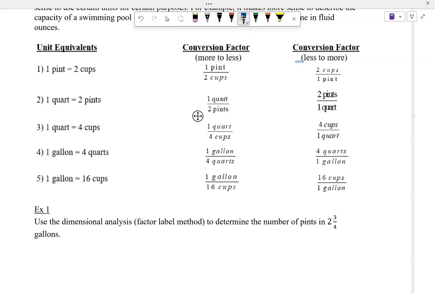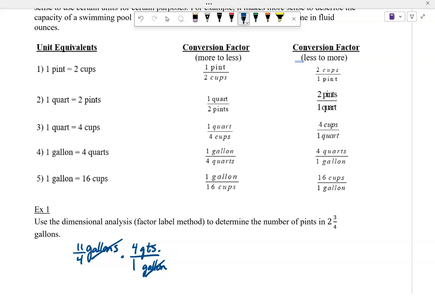So I have 2 3/4. So 4 times 2, 8 plus 3, 11/4 gallons. And I want it in pints. Well, I know there's 4 quarts in a gallon. So I'm going to use 4 quarts per gallon. See how my gallons cancel, so now I'm in quarts, right? So I'd have 11 quarts.